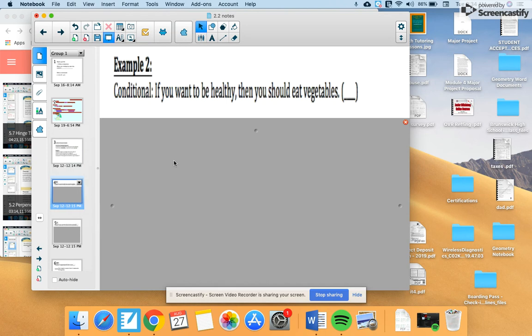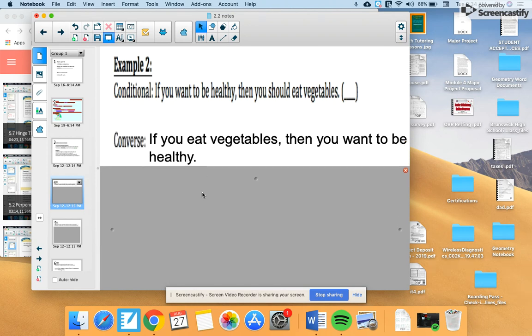So now we're just going to practice writing the four. So first, again, we're going to start with the converse. So the converse, again, you're flipping the hypothesis and the conclusion. So if we flip, if you want to be healthy, then you should eat vegetables. That's going to look something like if you eat vegetables, then you want to be healthy. Again, you're switching the hypothesis and the conclusion.